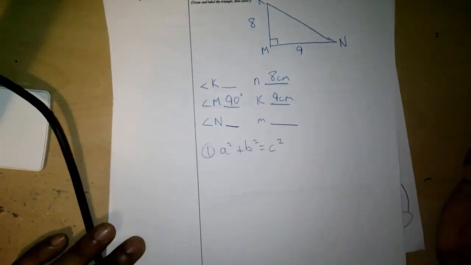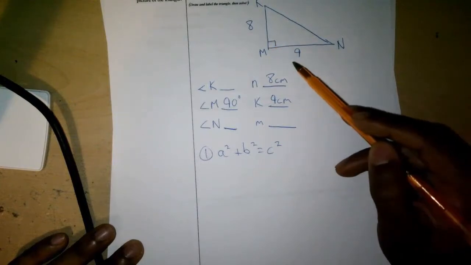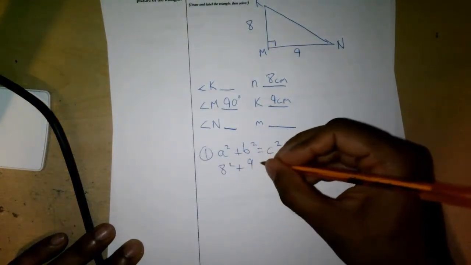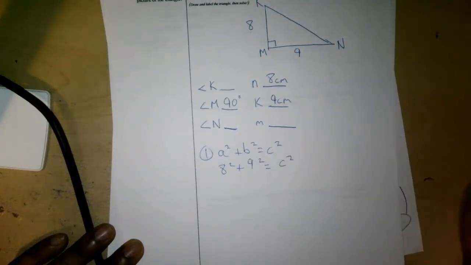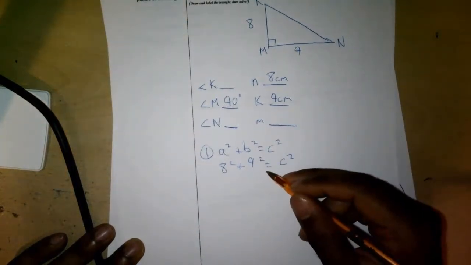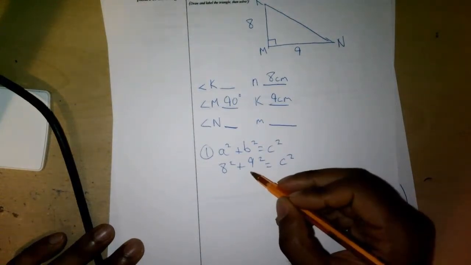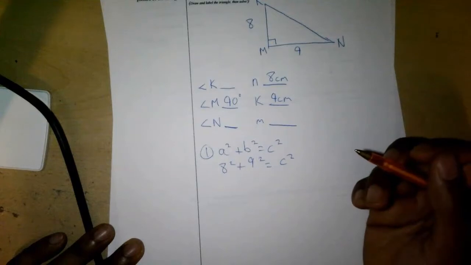Okay. And then finally, just plug in the values. It doesn't matter which one you call a or b. So 8 squared plus 9 squared equals c squared. Okay. And then do a little bit of math here. So 81 plus 64. I'll just do this in my head.